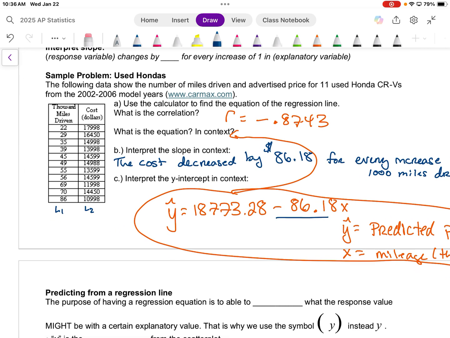Part C asks us to interpret the y-intercept. Again, our y-intercept was the 18,000. So we would say when the car has 0 miles driven, it will cost $18,773.28. So there's our interpretation of the y-intercept.